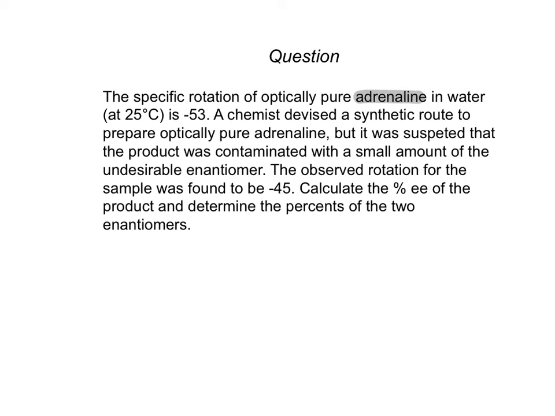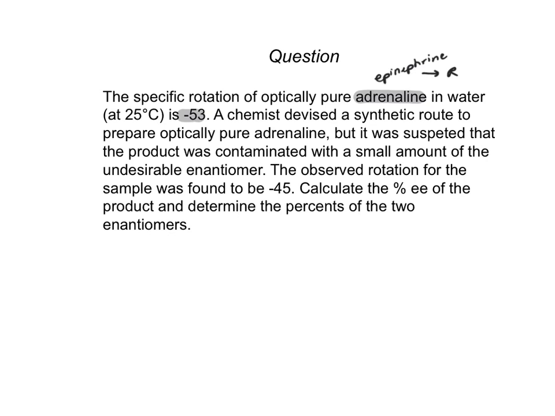This is also known as epinephrine. Epinephrine is an optically active molecule. It has one chiral center. And so the biologically active version of adrenaline is the R version. And the R version has a specific rotation for that enantiomerically pure solution of minus 53 degrees at 25 degrees Celsius. Okay.